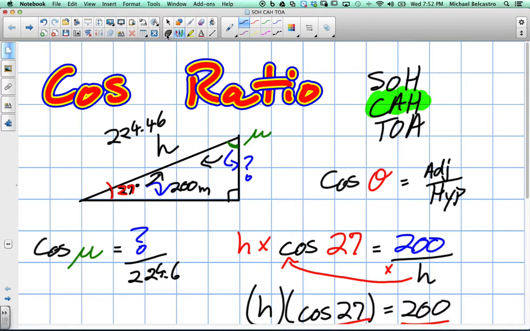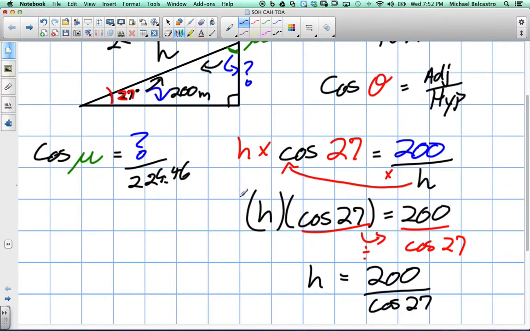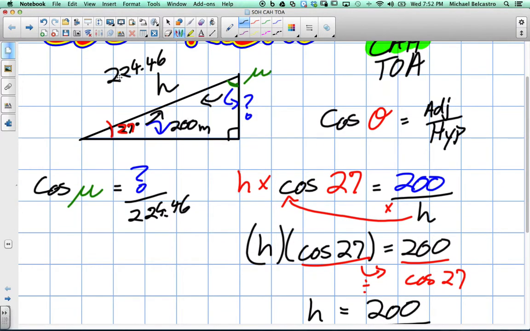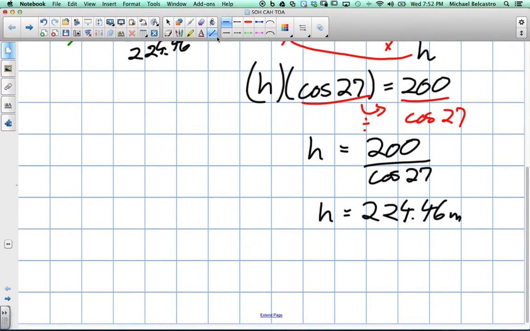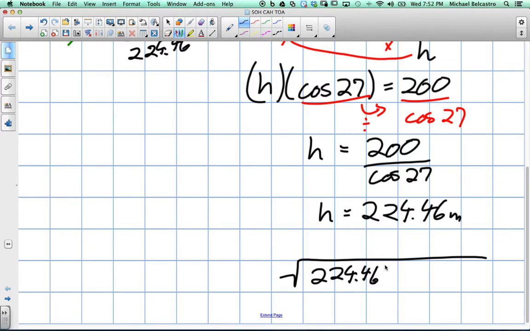Now, I didn't plan this out very well, but I want to find that side. There is a quick way I can find it: Pythagorean theorem, right? And because this is the hypotenuse, I would technically subtract. I'm not going to go over Pythagorean theorem in detail, I'm just going to tell you what we need to do to solve it. So you're going to grab a calculator and help me here. I need the square root of 224.46 squared minus 200 squared.